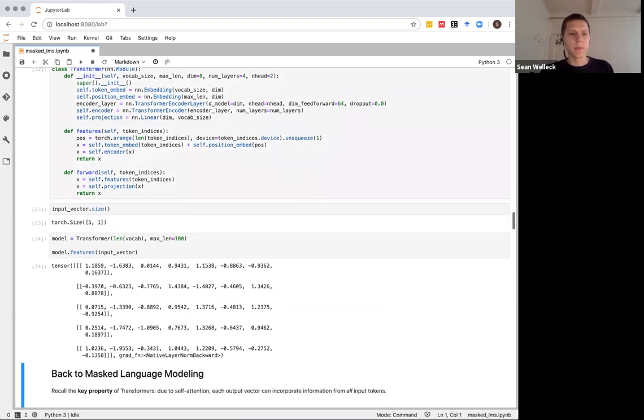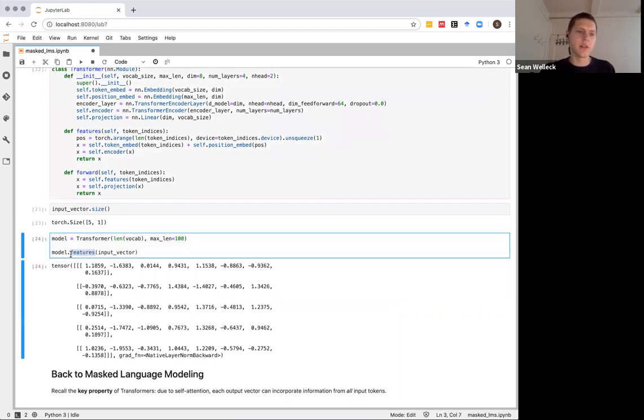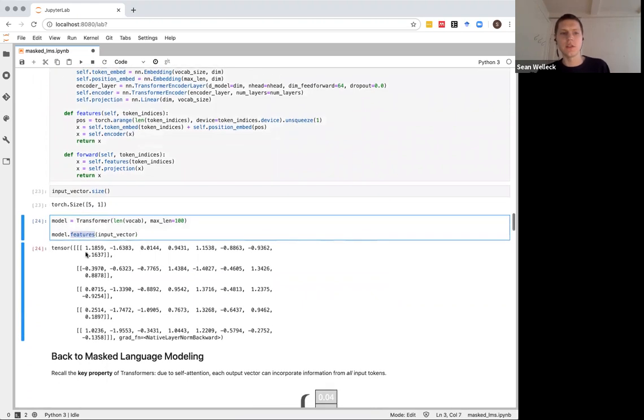And then this is just showing an example of computing what we'll call features. So these are computing the vectors for a certain input sequence.